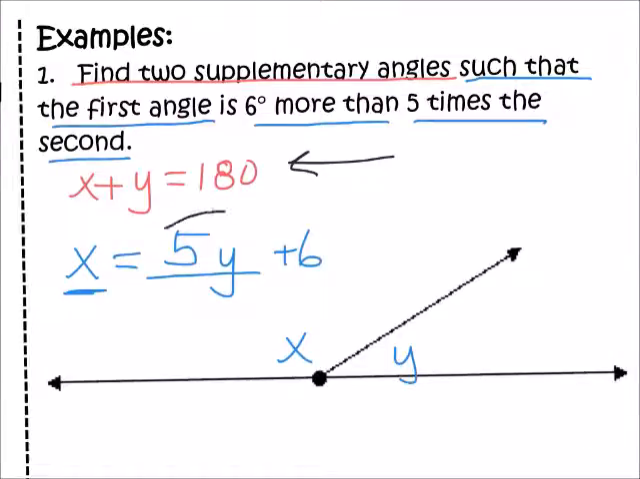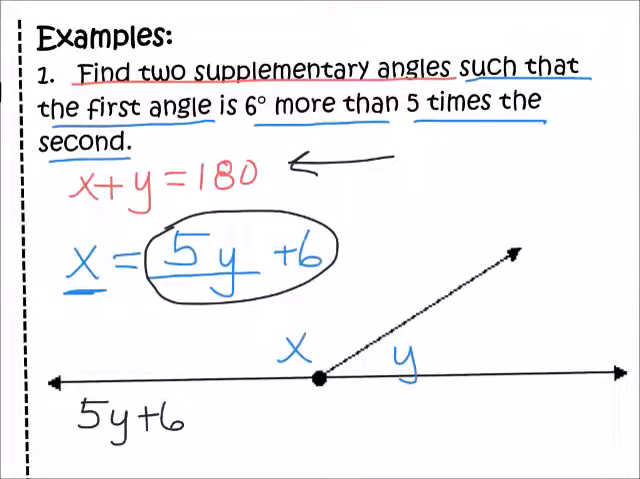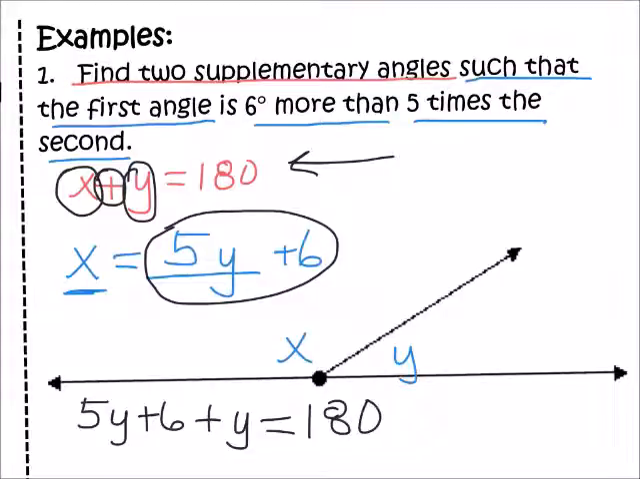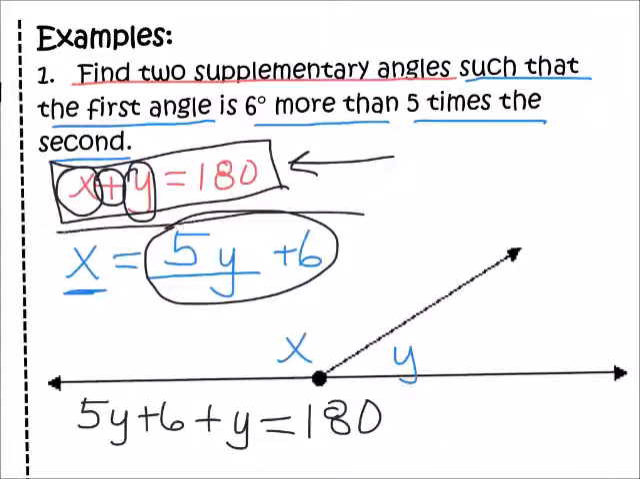We already have a value for X. It's not a nice, neat number, but it is a value for X. So instead of writing X in that equation, we're going to write 5Y plus 6. So we've taken care of that portion. Then we're going to add Y to it, so we have that equals 180. So we have all of the features of this problem, that equation. We also have included this equation, and now we simply just have to solve this one.